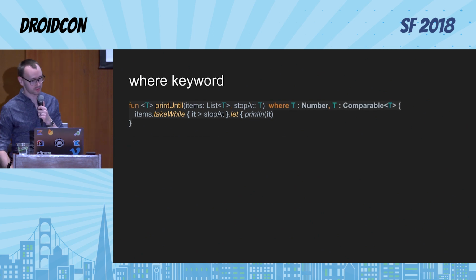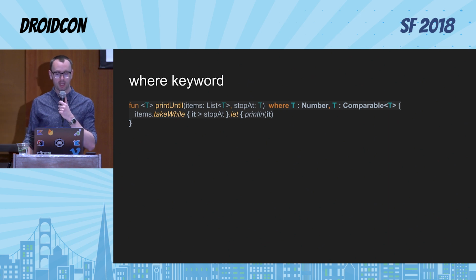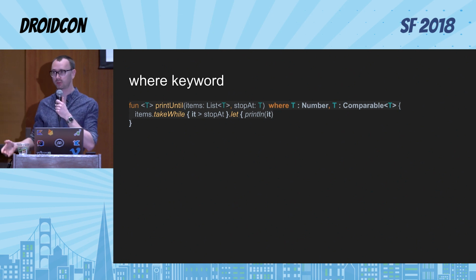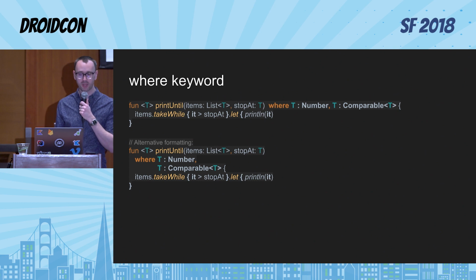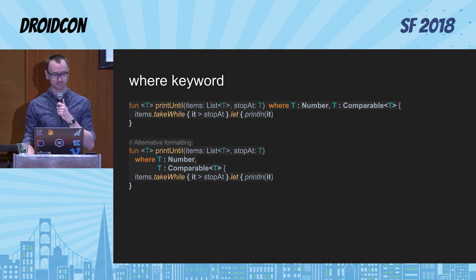So the where keyword looks like this. You take the bounds off of the actual generic type, and you put it at the end of the method signature using the where keyword. So you can specify multiple bounds for your generic types. In this case, it's where T is Number, and T is Comparable against T. This is just alternate formatting of the same thing. Makes it look a little cleaner. So that's the where keyword.